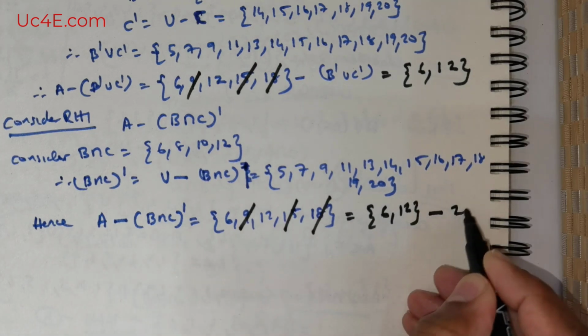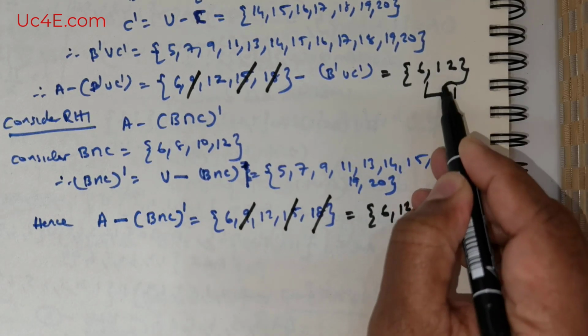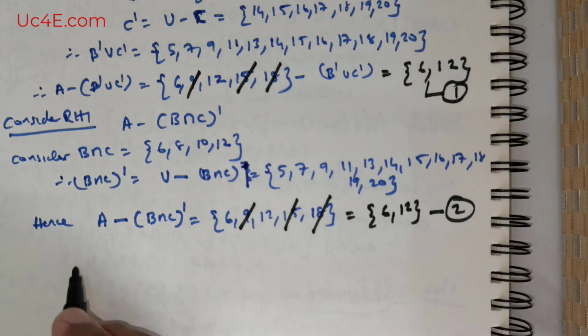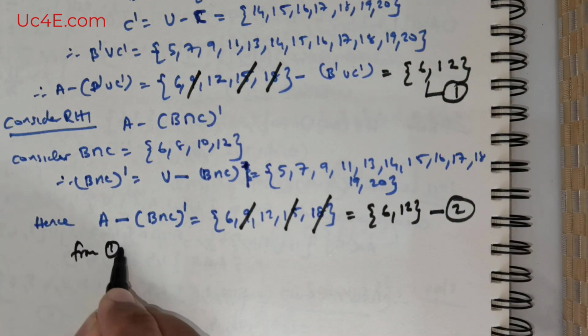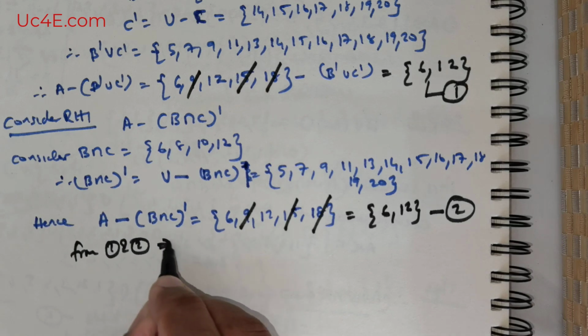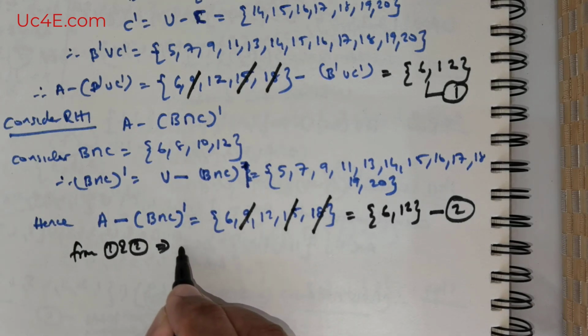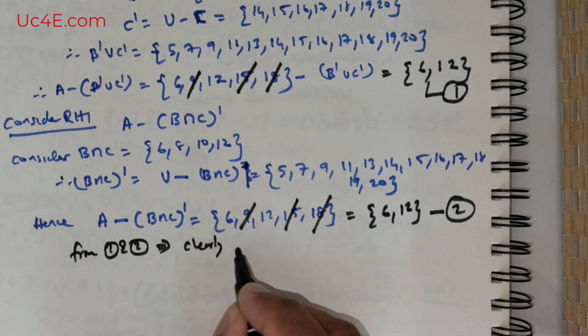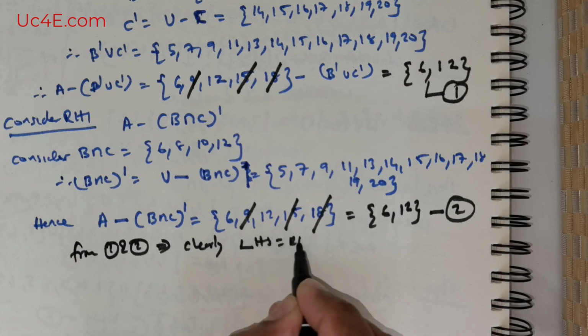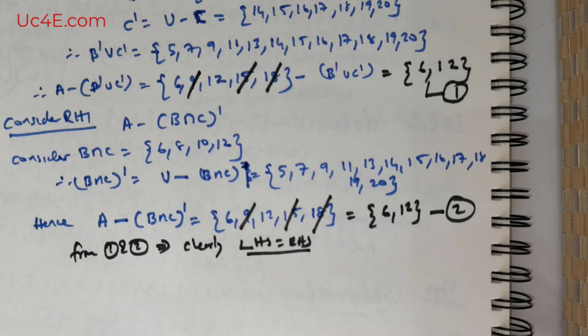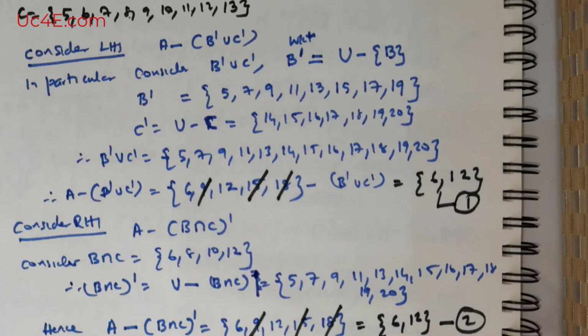So if I take this as 1, and this as 2, from 1 and 2, what do we see? From 1 and 2, we get clearly left hand side is equal to right hand side. So we just proved that. Right? So this is a beautiful question.